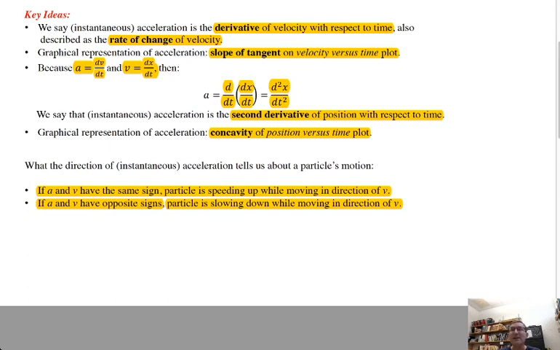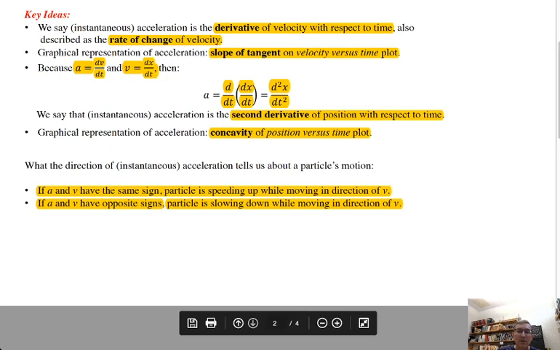People sometimes believe that if the acceleration is positive, the particle is speeding up, and if the acceleration is negative, the particle is slowing down. Not necessarily, as we will see when we have our class session. What you've just got to remember is, if the acceleration and the velocity have the same sign, then it's speeding up. And if the acceleration and the velocity have opposite signs, then it's slowing down.